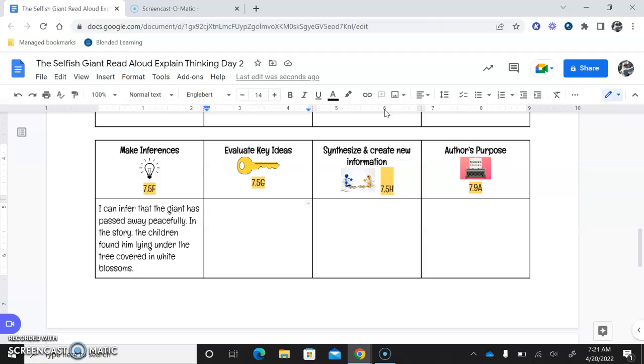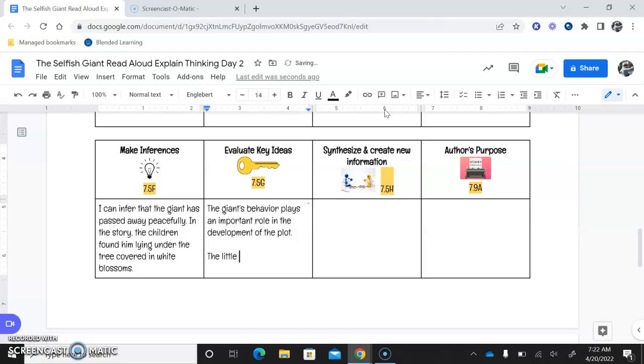So now we're going to look at evaluating key ideas. It's important not to only recognize the key ideas, but to understand how they affect the story. So we're going to talk about how the giant's behavior plays an important role in the development of the plot.